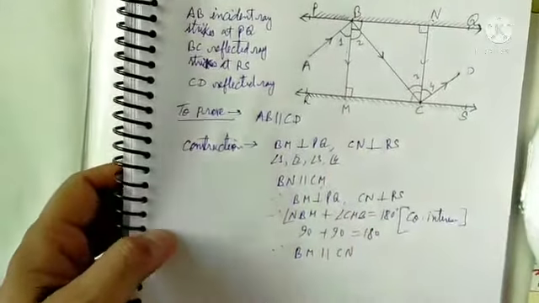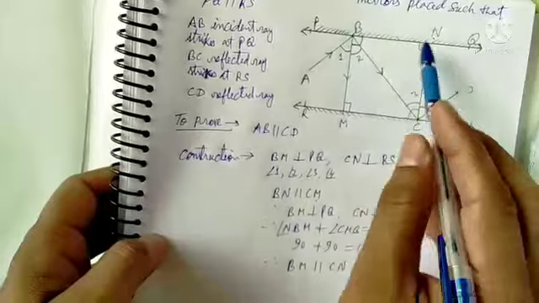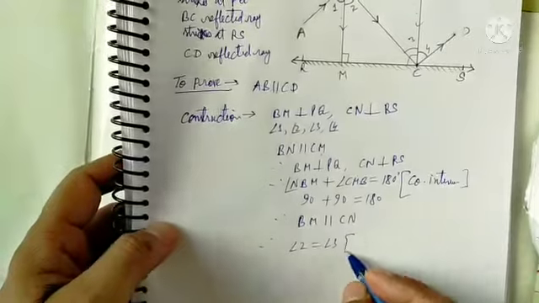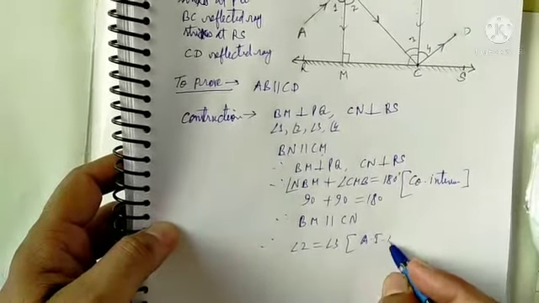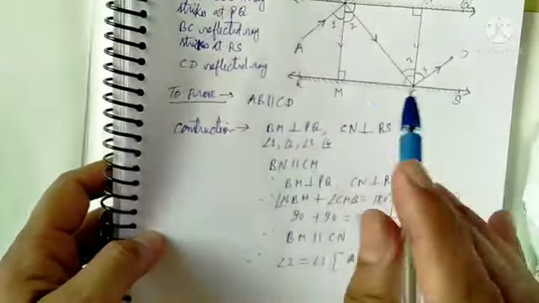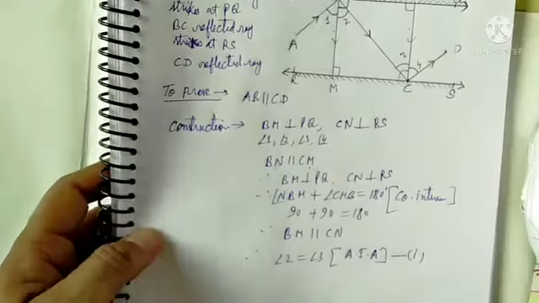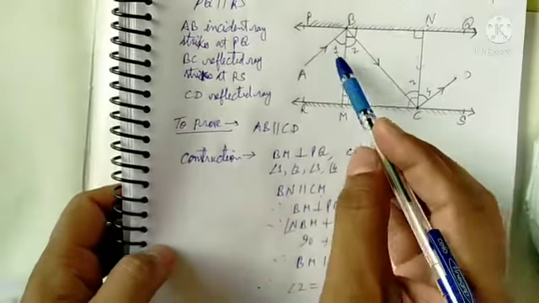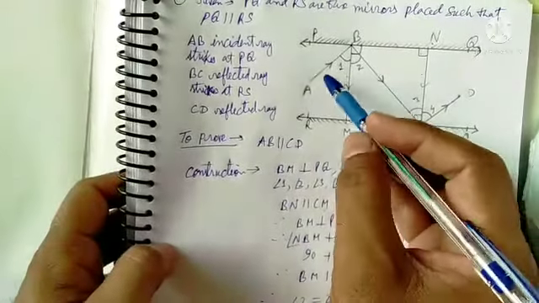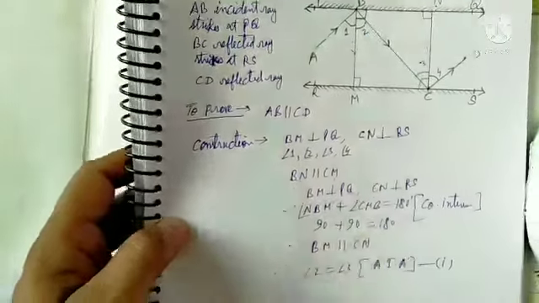Now hereafter, if you know these lines are parallel, so angle 2 is equal to angle 3 by what? This alternate interior angle. Therefore, angle 2 is equal to angle 3. This is equation 1. Angle 2 and angle 3 are equal because we have proved these lines are parallel, as it is a parallelogram. That's fine. After that, students, angle 1 and angle 2, you know what? According to the law of reflection, this is the ray of incident and this is the ray of reflection.